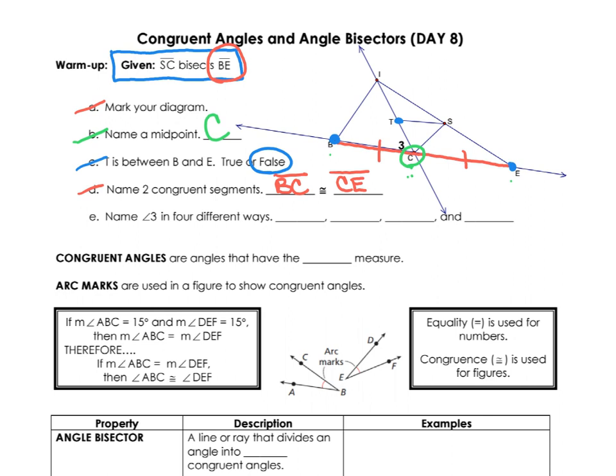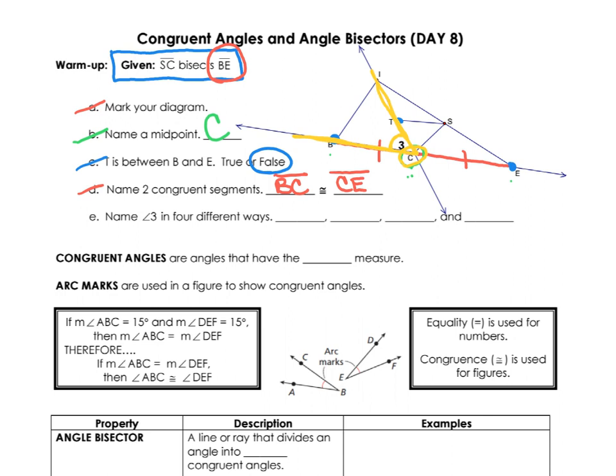Angle 3. All right, so angle 3 is right here. And this is one side of angle 3. And this is the other side of angle 3. I like to highlight them so I can see what letters lie on those sides of the angle, so I know what letters I can use. Also notice C is right at the vertex. C must be my middle letter every single time.